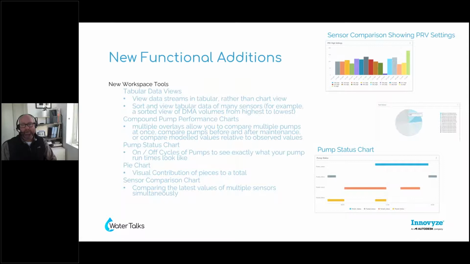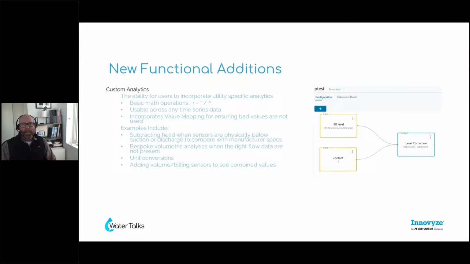We have compound pump performance charts. This allows me to overlay multiple data sets in a pump performance chart. We've added pump status charts so that you see exactly what your pump cycles look like. Pie charts, we all know what a pie chart is. We've all used them probably 1,000 times, but this is a new addition that allows us to look at comparative metrics as a function of whole. And a sensor comparison chart. That's what we're seeing up here. This is a similar concept. It's a comparative type of chart like the pie chart, but it allows you to compare the latest values for a collection of sensors simultaneously. And I'll show you some of the levers that we can switch on that.